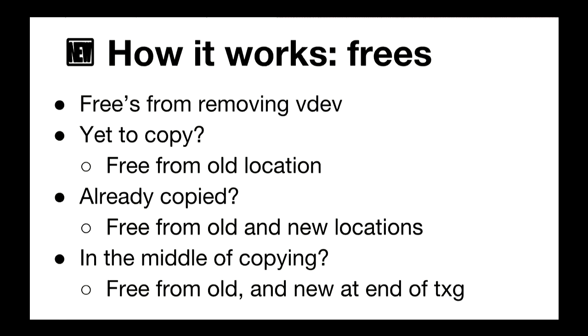What if it was already copied? Well, then there's really two locations allocated for this data, the old and the new location, so we need to free both of those. What if we're in the middle of copying it? This is a little bit of a special case because it's kind of like the already copied case, because we've already allocated space for the new version of it. But what if we've read from the old location, we've allocated the new location, we've issued the write for the new location, but the write hasn't completed yet? If we were to free the new location immediately, then it could be reallocated, and then someone else could do a write to that same location, and then one of those writes would win, and the other one would get corrupted.